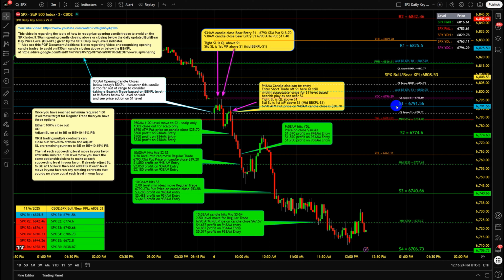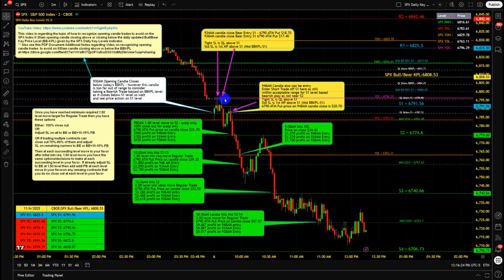With this indicator, your standard at the money play is going to be an option strike closest to the level that you're trading. In this case, that is the S1 level, 6791.56, and the closest strike in SPX to this level is the 6790 strike. So if you take a bullish trade, it is the 6790 call, and on a bearish trade, the 6790 put.